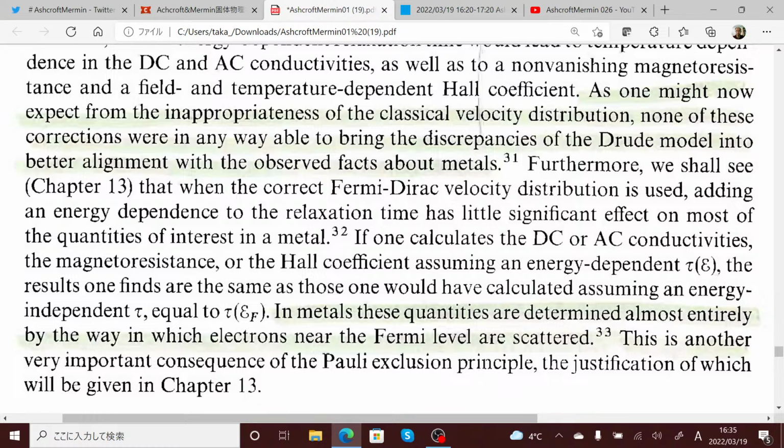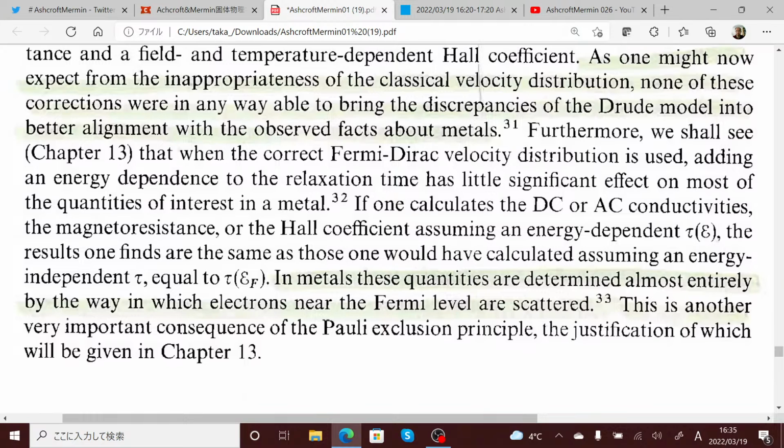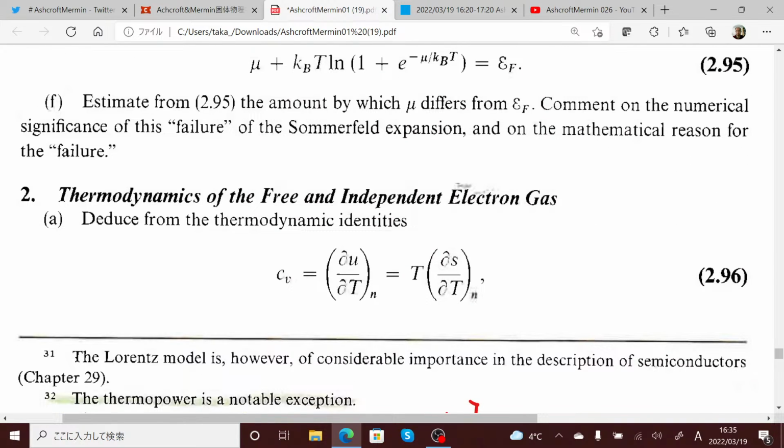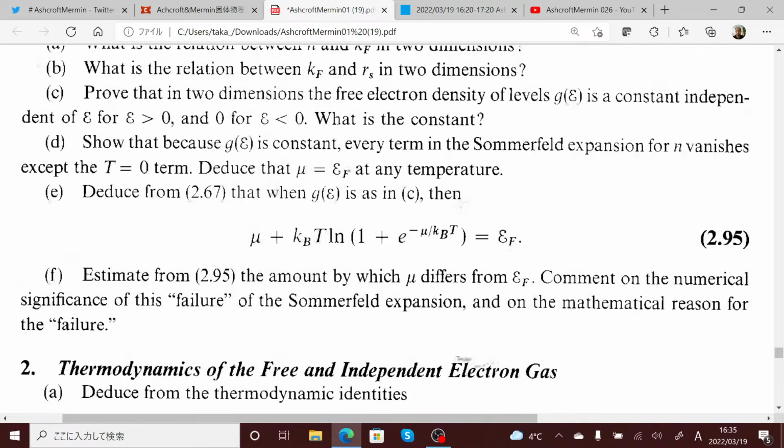None of these corrections will in any way be able to bring the discrepancies of the Drude model into better alignment with the observed facts about metals. The Lorentz model is, however, of considerable importance in the description of semiconductors. Thermal power, 32.